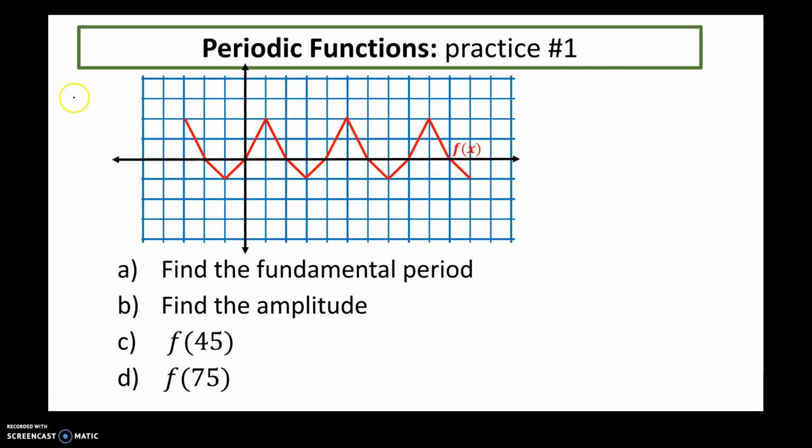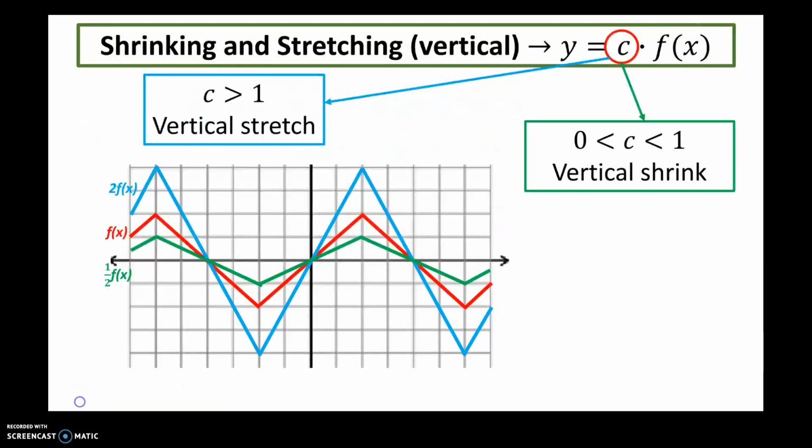Okay, so try this one for homework. Find the period, the amplitude, and then use the remainder to find f of 45 and f of 75.